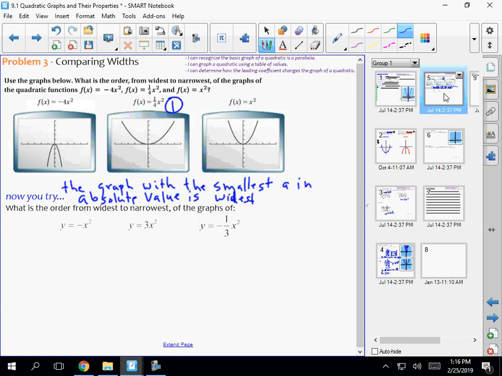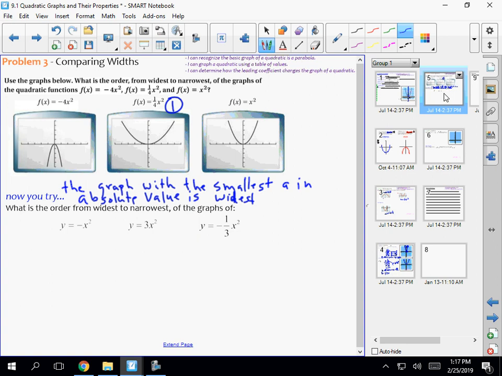Wait, so absolute is the widest. Why do you put the widest? It's the widest, W-I-D-E-S-T. Wait, so sorry. So if you didn't put in the widest, then it would be the third one. I can't say. No, the first one would be the narrowest.